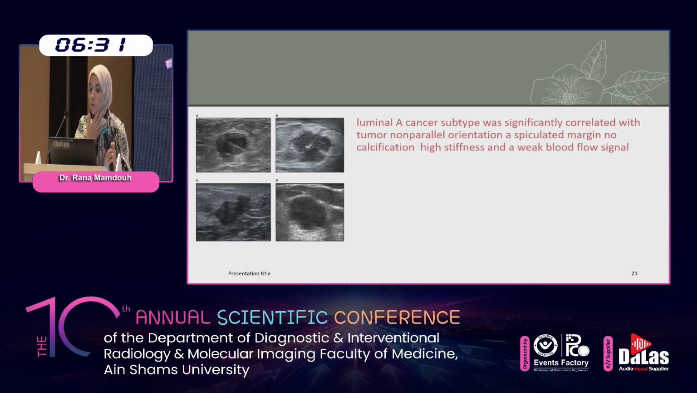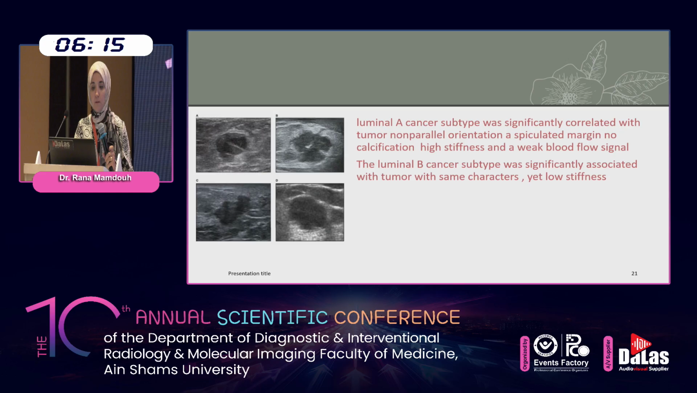This is an example of different subtypes with ultrasound. A is a luminal A cancer subtype, significantly correlated with a tumor with non-parallel orientation, spiculated margin, no calcification, and high stiffness with weak blood flow intensity. Luminal B is associated with the same characteristics, but with low stiffness because of more necrosis.